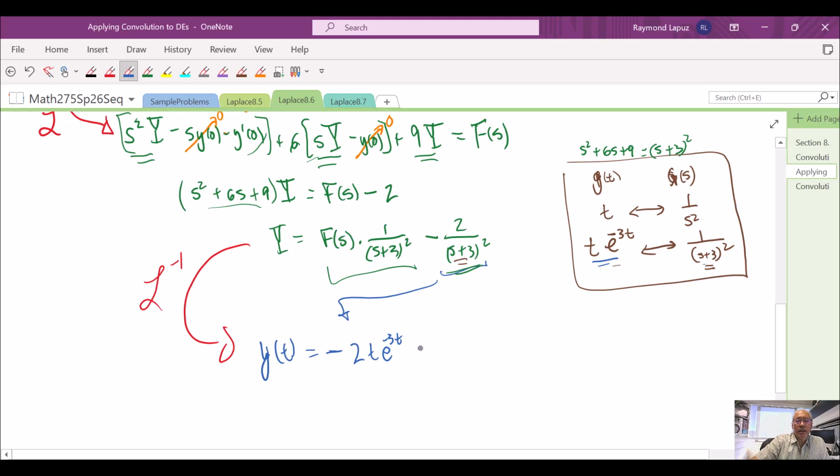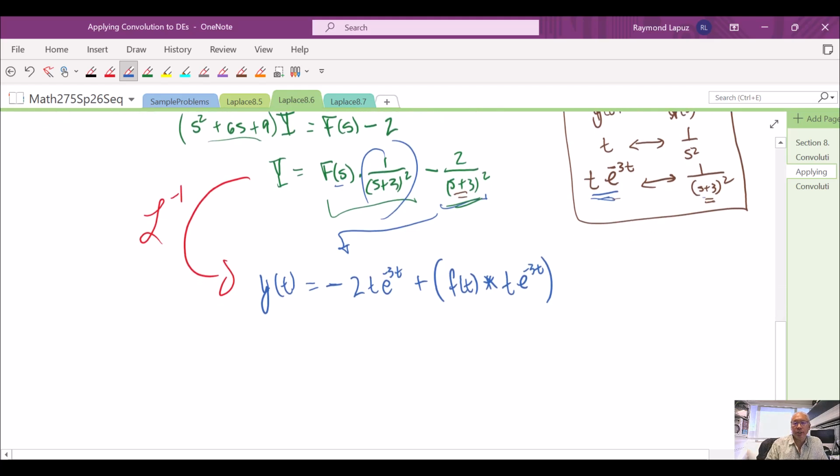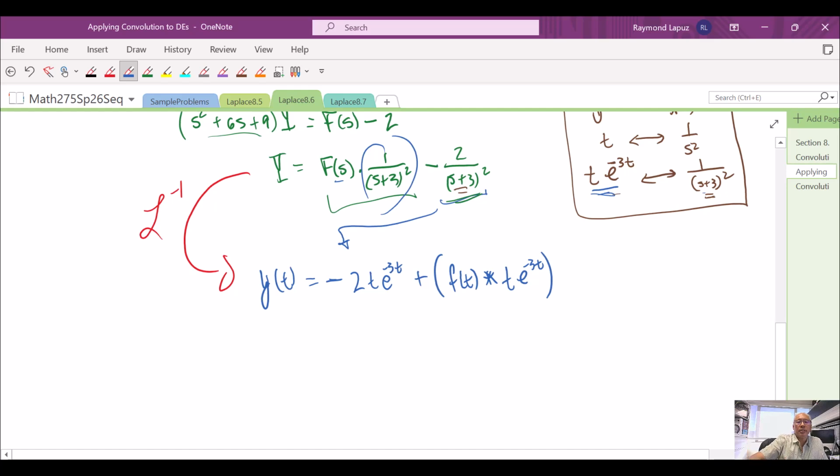Now, how does that convolution work here? So this is the convolution. This is going to be f of t convolution with this expression, which transforms back to t e to the negative 3t. All right, cool. So you could be done here, but if you want to express this as an integral, we can.